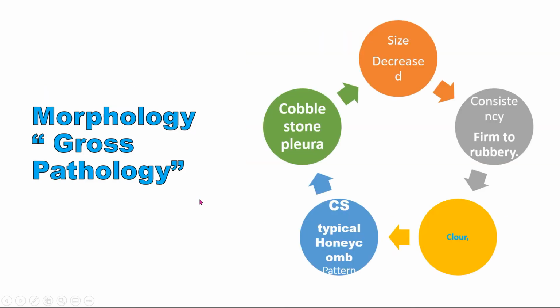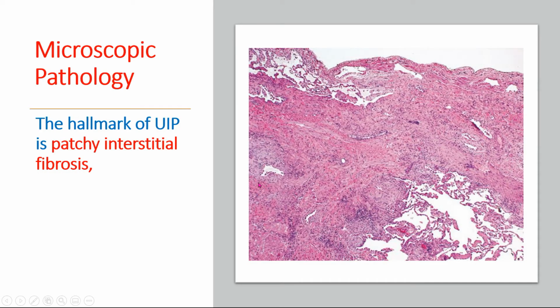So the morphology will be: the size of the lung is decreased, consistency is firm to rubbery, the color may be grayish white because of the fibrosis, and the cut surface shows the honeycomb pattern, and the pleural surface shows the cobblestone appearance. So microscopically, we will see the interstitial fibrosis.